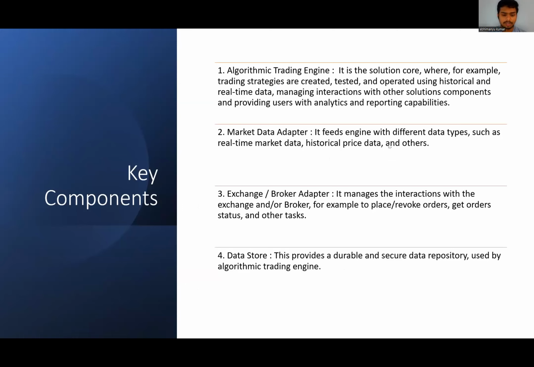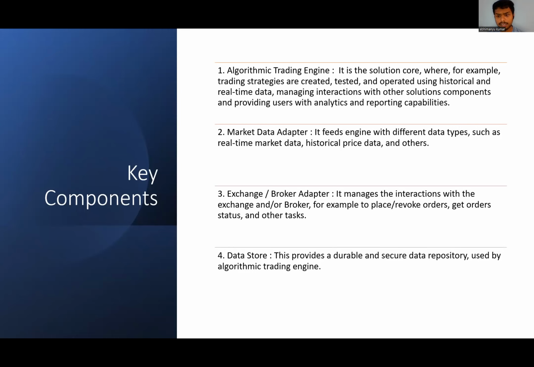So there are four key components of a cloud investing platform. These are the algorithmic trading engine, market data adapter, broker adapter, and data store. The algorithmic trading engine is basically where we give all types of real-time data and historical data. Then the algorithmic trading engine tests it, creates it, and operates on it so that we can analyze that data.